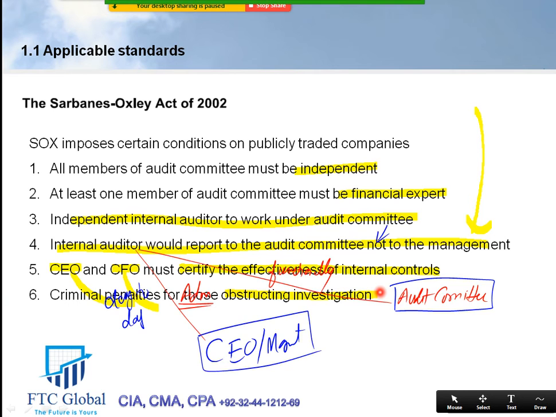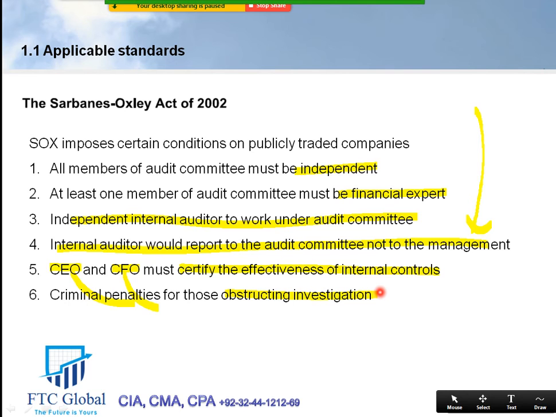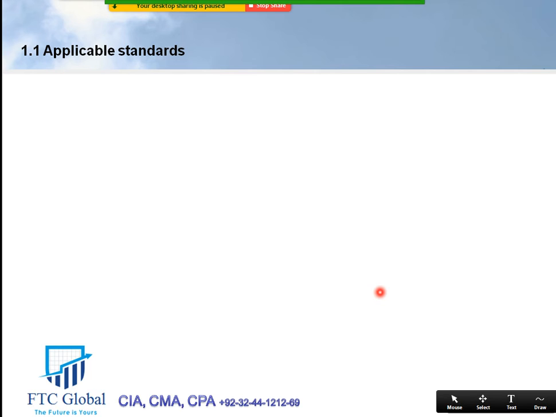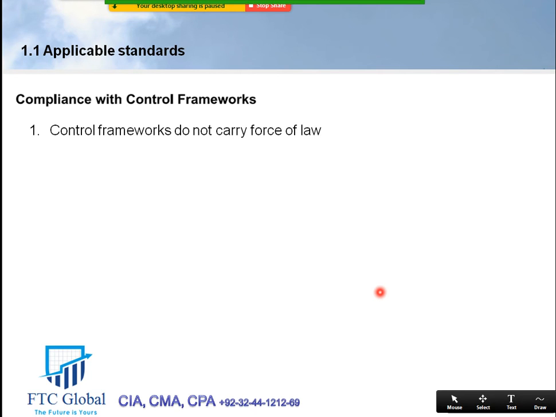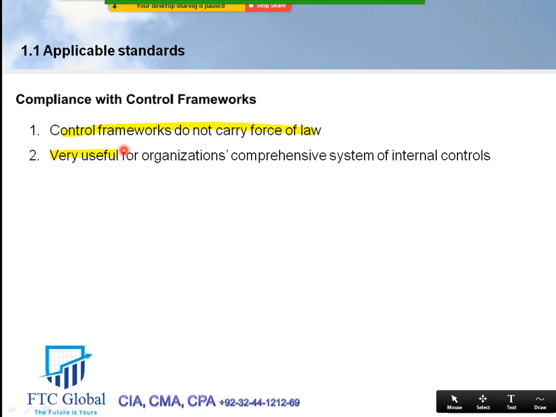So these are the three laws that we have read in detail: the Racketeer Influenced and Corrupt Organizations Act, then the Foreign Corrupt Practices Act 1977 and the Sarbanes-Oxley Act. All right. So then there is a second layer of frameworks that we need to be familiar with. Laws have to be followed, but these control frameworks that I'm going to explain do not carry the force of law. Remember, the control frameworks that we're going to study do not carry the force of law. So why are we studying them? In fact, they're very useful for the organization's comprehensive system of internal control. They help us a lot.